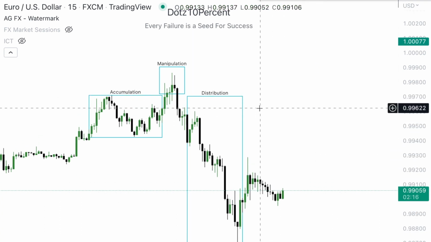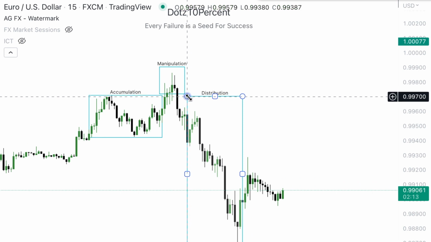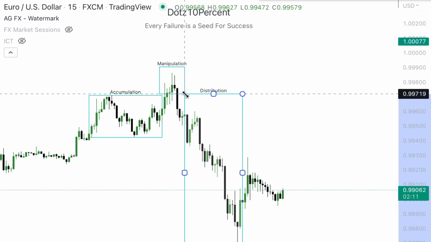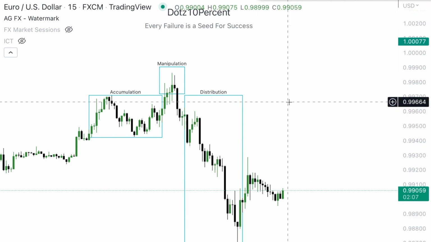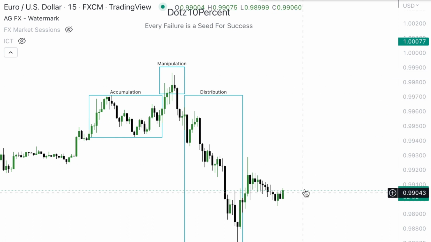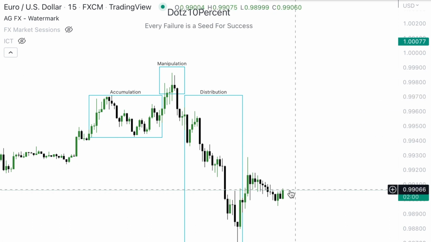Now, just because the bias is easy to read doesn't mean it's easy to find entries. There's a difference, and we will talk about that in later episodes. I'll get deeper into finding entries intraday in its own episode because there's a lot of factors to it, right? I just want to talk about the framework of each day.